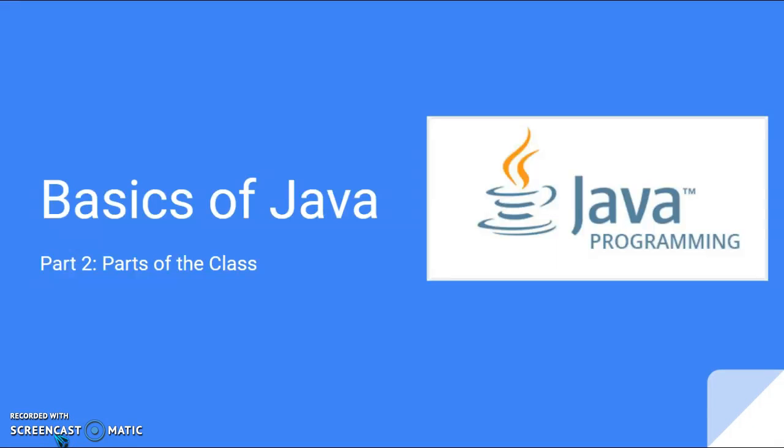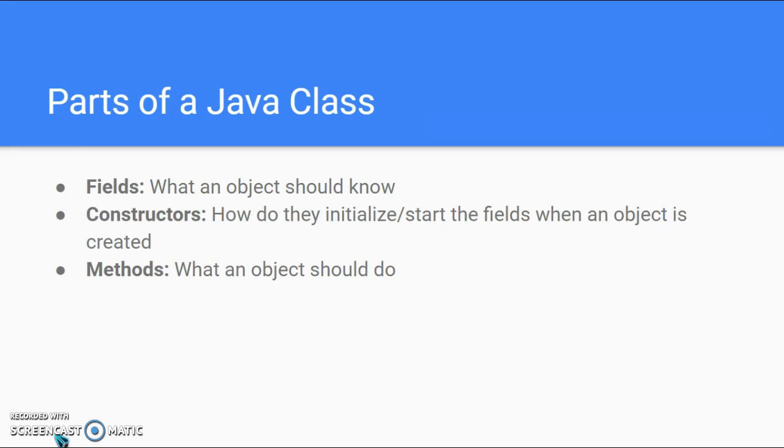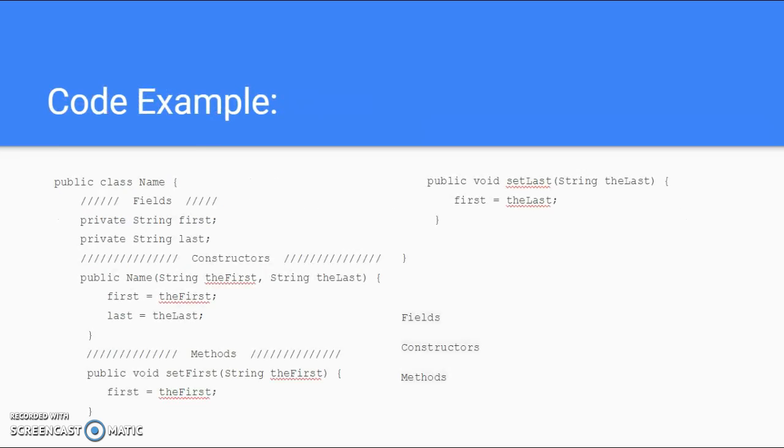For this video, we'll be talking about basics of Java, in this case, parts of the class. Now, the parts of a Java class include the fields, the constructors, and the methods. The fields are what an object should know, the constructors are what initialize these fields so that we can put values into them, and the methods are what an object should do. Now, this is the code we'll be using for the rest of the video. You can pause it right here, but I'll be referring back to it later on in the video.